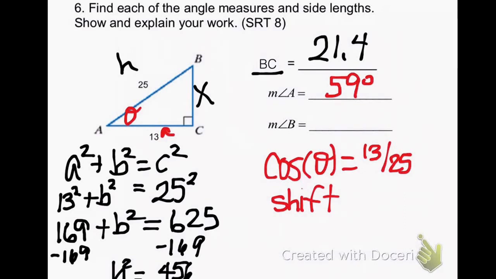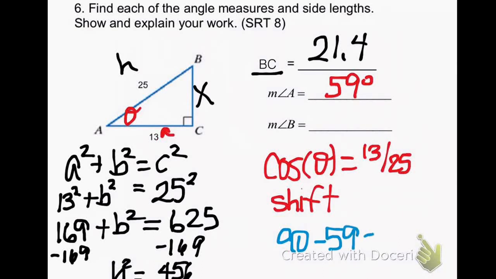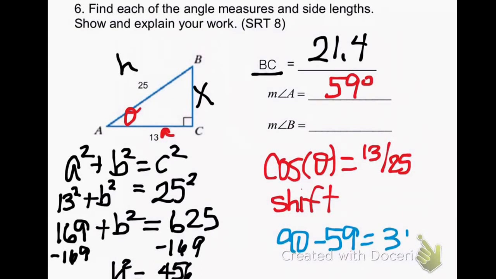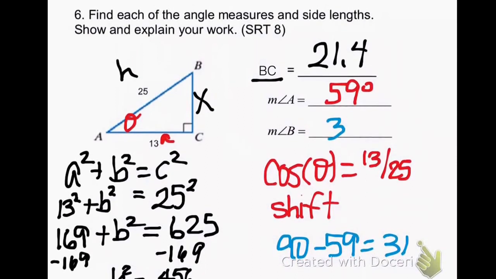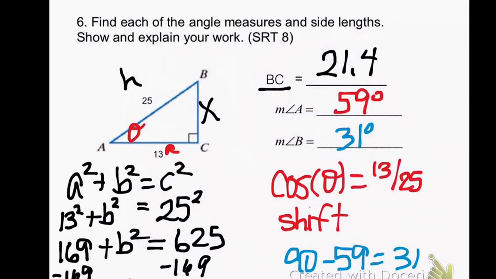degrees. And the last part of this question wants me to find angle B. So the easiest way to find angle B would use the fact that angle A and B are complementary. So 90 minus 59 degrees is going to give me 31 degrees. So angle B would be 31 degrees.